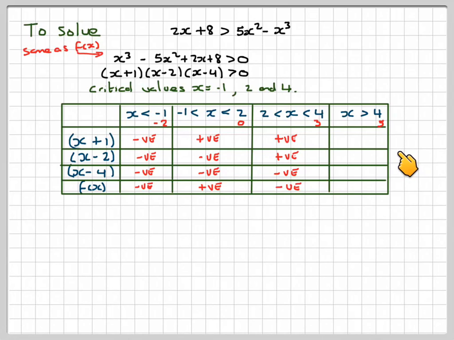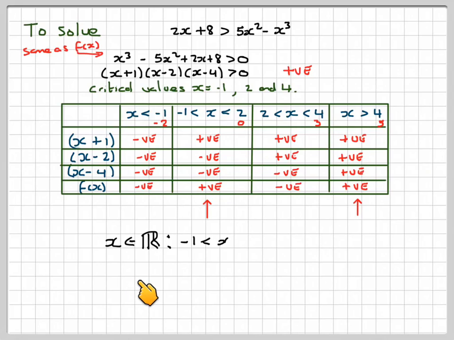And where we got 5, we're going to have 5 plus 1 positive, 5 take away 2 is positive, and 5 take away 4 is positive. So these are all positive, so positive times a positive is positive, times another positive makes it positive. We wanted to know where this is positive, so it is positive here, between minus 1 and 2, and x is greater than 4, and the inequality does not include the equal sign either.